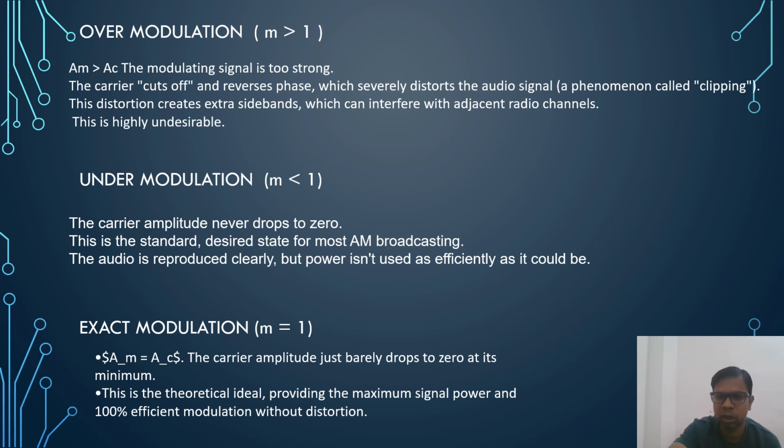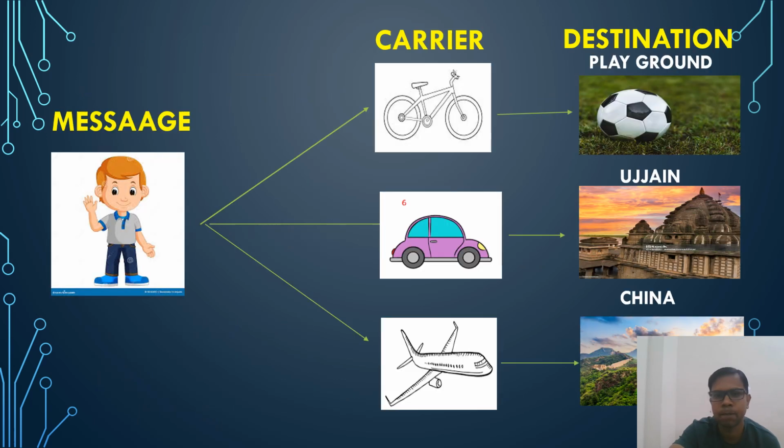Exact modulation. This is the ideal case, and as you can see, when M is equal to 1, that means AM is equal to AC, because when M is equal to 1, from the formula we get the maximum message signal amplitude equal to the carrier signal amplitude. When we see this picture, this is the simple definition of the modulation index, that the message signal is superimposed on the carrier signal and it is transmitted to the destination.